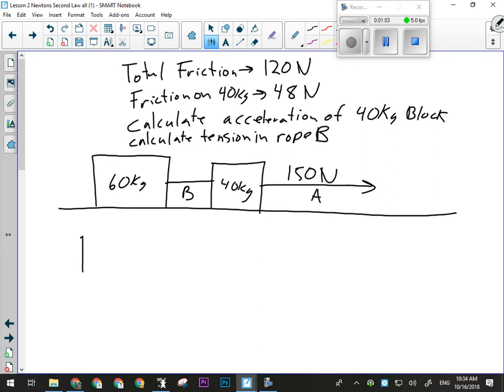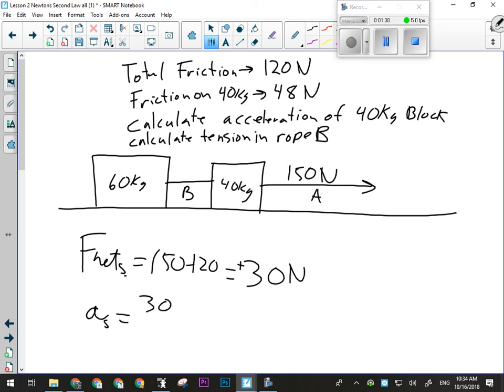So the F net on the entire system, I'm going to write F net S there, is going to be 150 minus 120, or plus negative 120, whichever. Either way, the net force is positive 30 newtons, or 30 newtons forward. That's the net force on the whole system. Now I can calculate the acceleration of the system and each individual part by taking the net force, 30 newtons, and dividing it by the mass of the system, which is 100 kilograms. So we get 0.3 meters per second squared as the acceleration of the system.